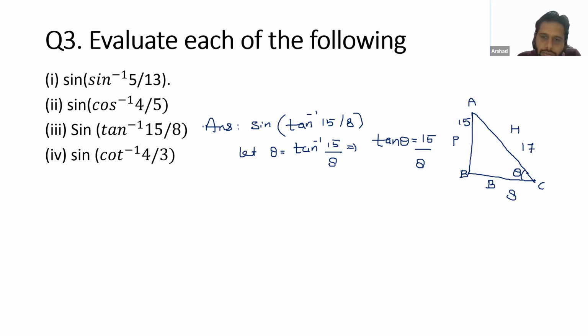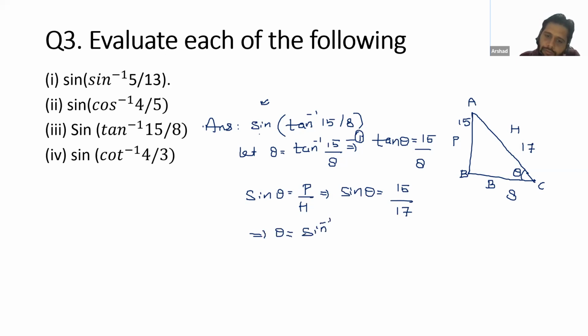Okay, Rifat. So once you let this be 1, once you have done this, then check here. If here you have a sine, then find the sine theta from here. So sine theta is equal to what? Perpendicular by hypotenuse. Perpendicular is 15, hypotenuse is 17. So theta is equal to sine inverse 15 by 17. Okay, this is 2. So from 1 and 2, we can say that tan inverse 15 by 8 is equal to sine inverse 15 by 17.